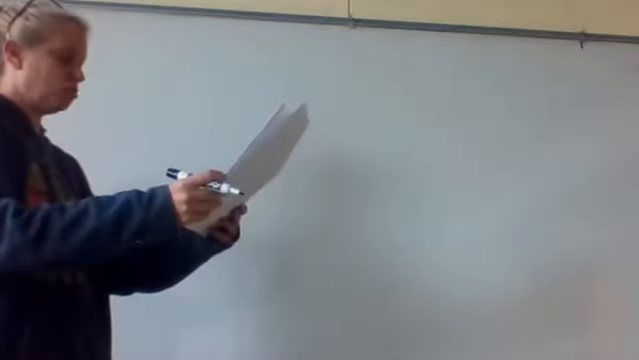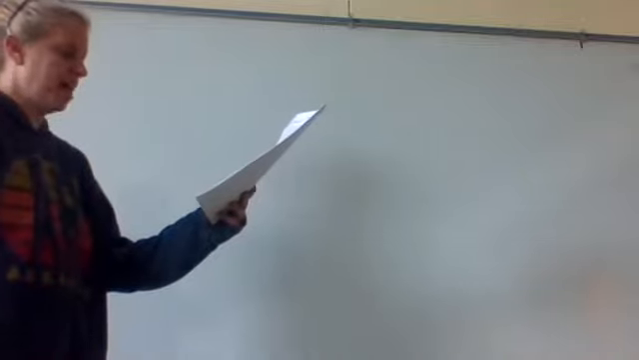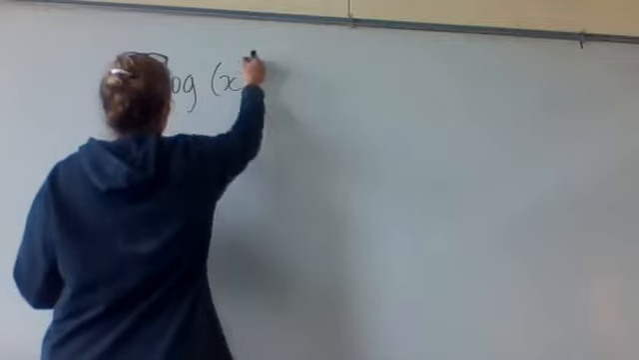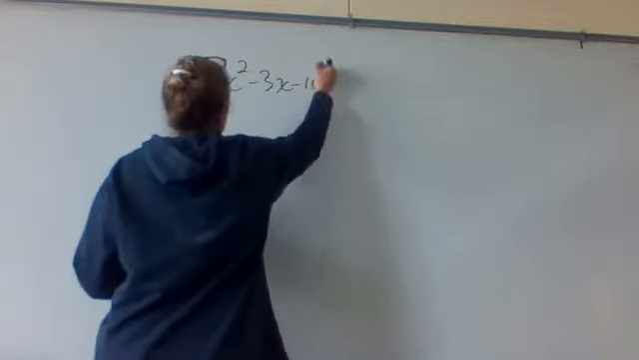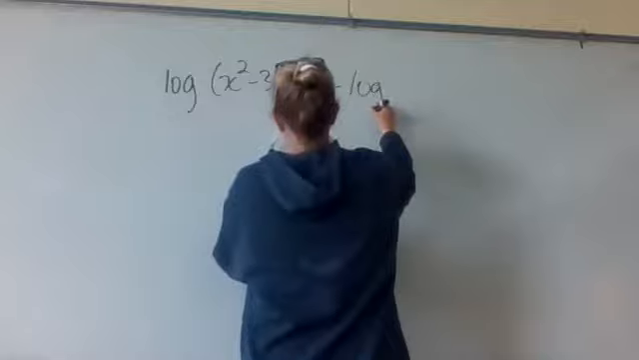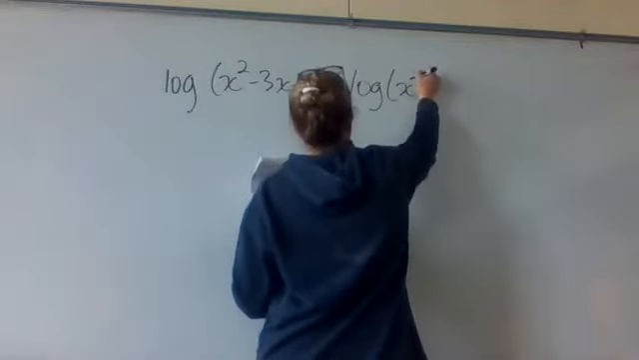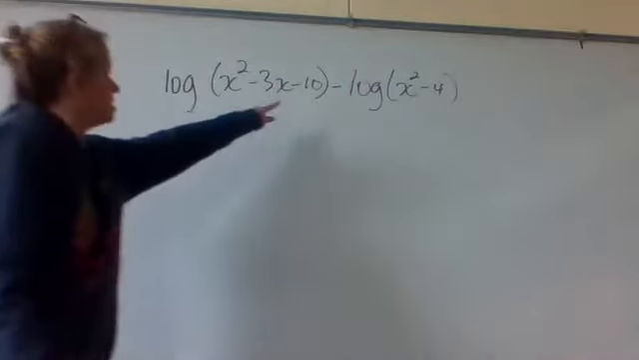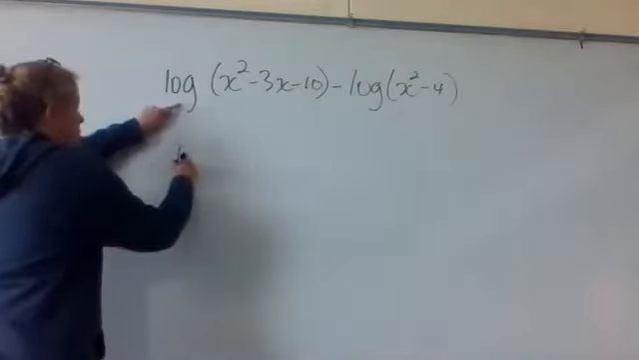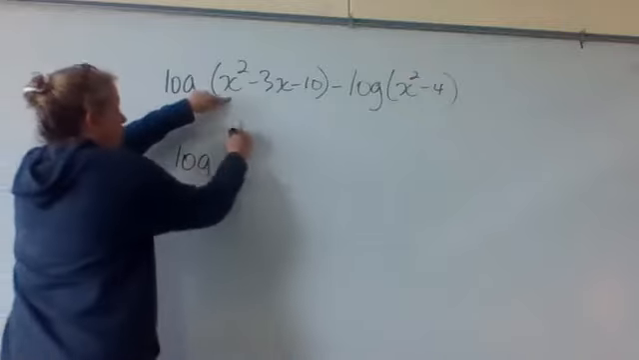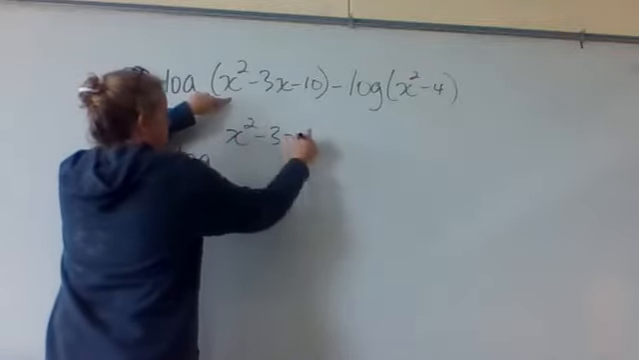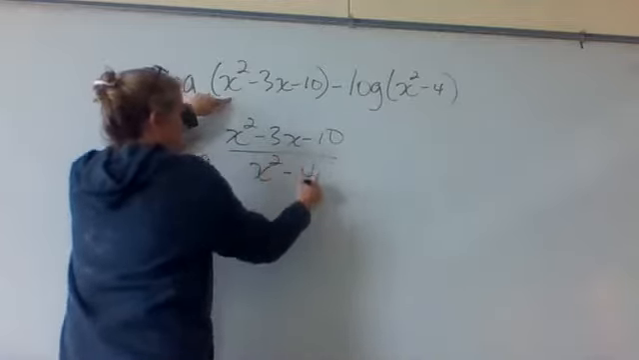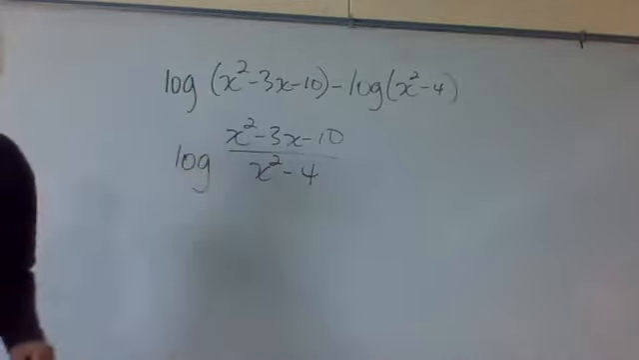Same thing. On number 21, we have log of x squared minus 3x minus 10 minus log of x squared minus 4. So we're going to do the exact same thing. Since it's minus, I'm going to turn it into one log, with the first one being the numerator over the second one being the denominator. Then this time they both need to factor.